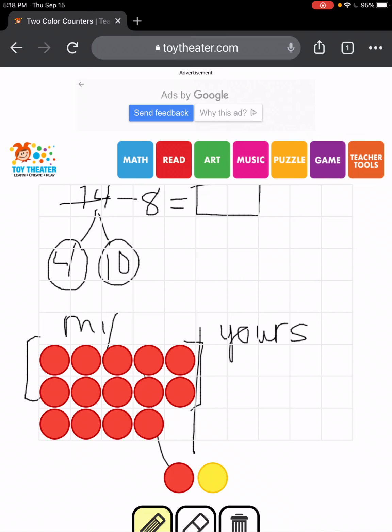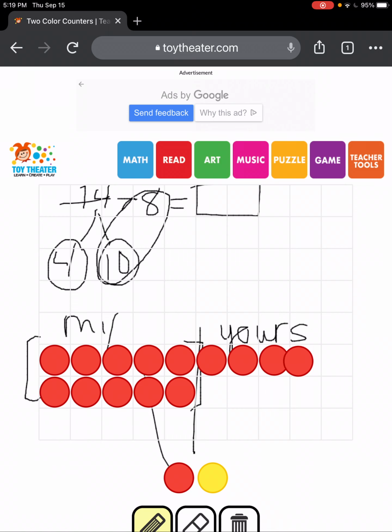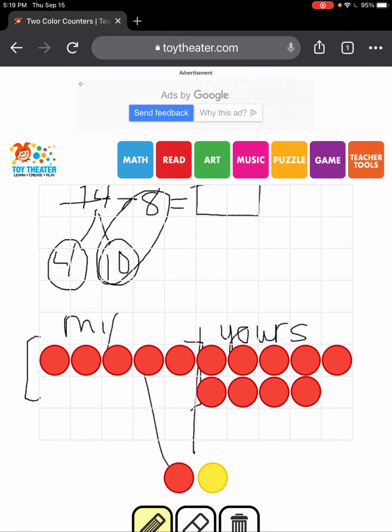Now, you are supposed to take away 8. Mom said you could take away 8 of my cookies, but you're going to go ahead and take away 10 because that's what we're practicing. So taking away 10, 1, 2, 3, 4, 5, 6, 7, 8, 9, and 10. So what are we left with? We're left with that 4, and we could see that here.